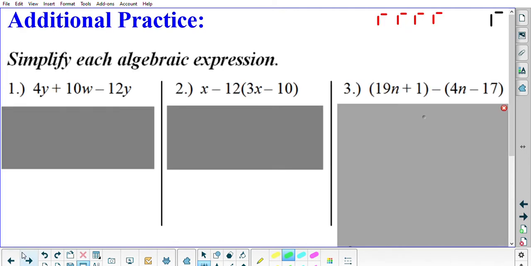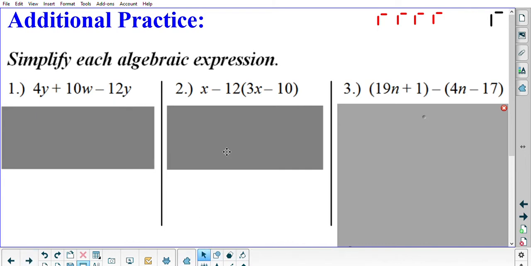All right, now that we've done that review, I would like for you to try 3 problems here on your own. Write them down on a separate sheet of paper, hit pause on the video, do these 3 problems, then hit play when you're ready to see how you did. Okay, I hope you've already done numbers 1, 2, and 3 on your own. Let's see how you did.